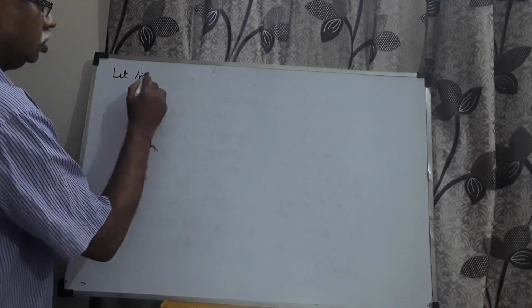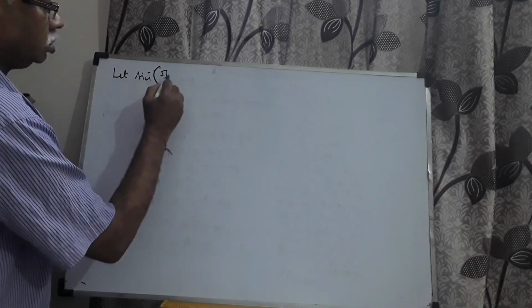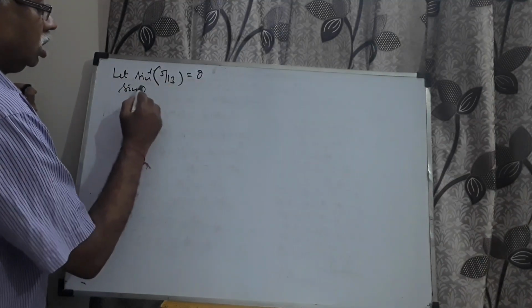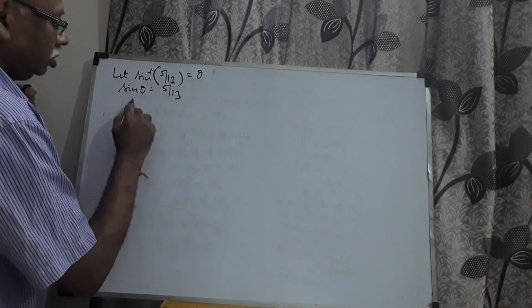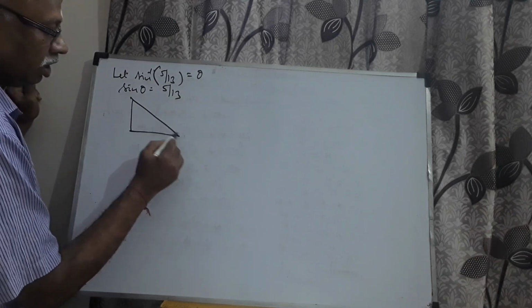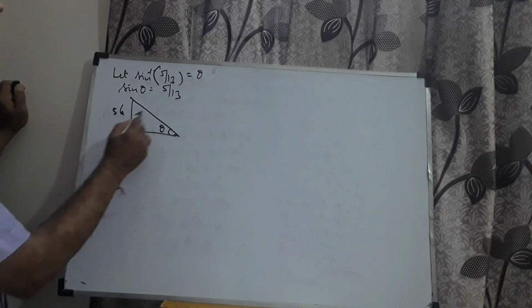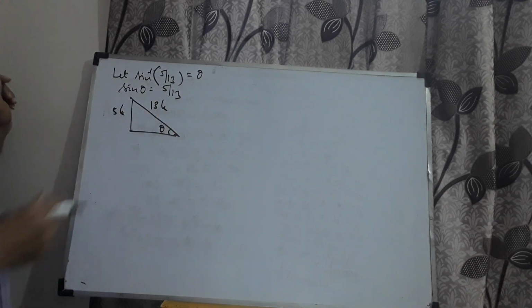Let sine inverse 5 by 13 be equal to theta. Therefore, sine theta is equal to 5 by 13. I will take a right angle triangle in which one acute angle is theta. Here the opposite side will be 5k, hypotenuse will be 13k. See here, 5 by 13 is also 50 by 130, and 5000 by 13,000 is also 5 by 13.